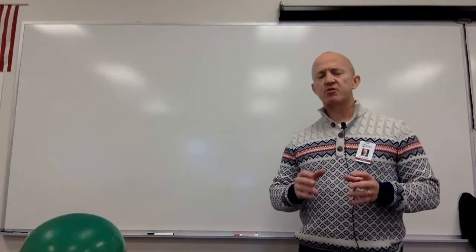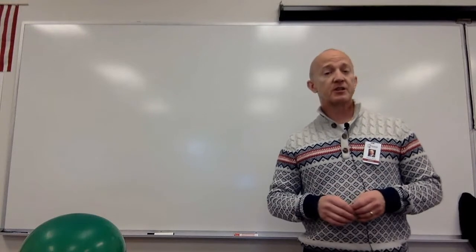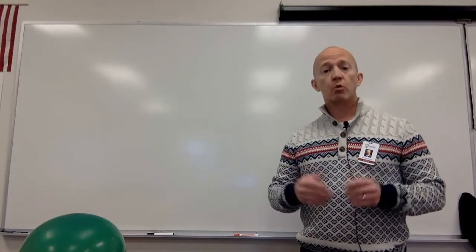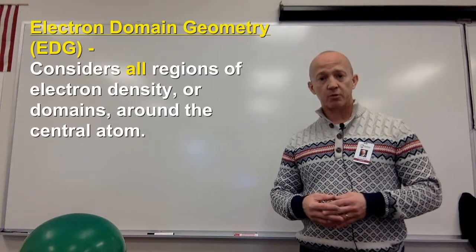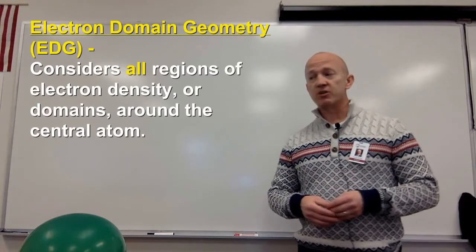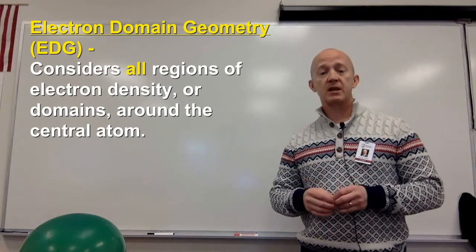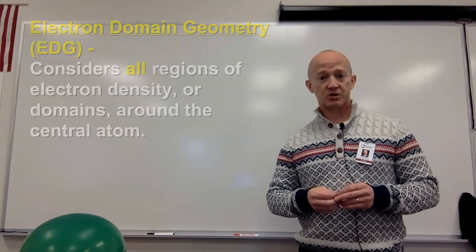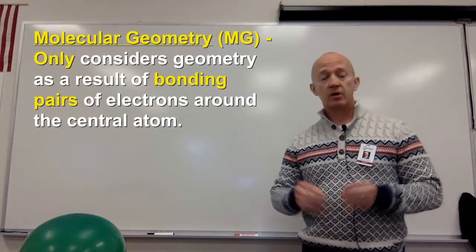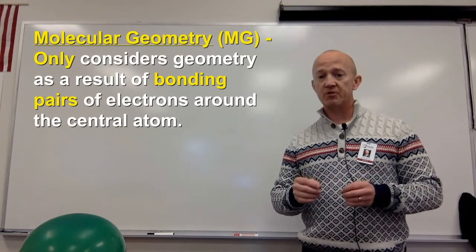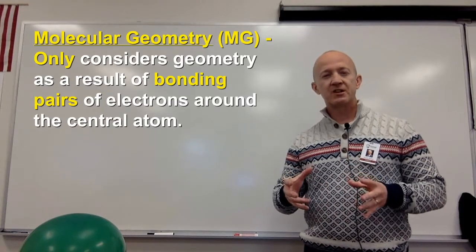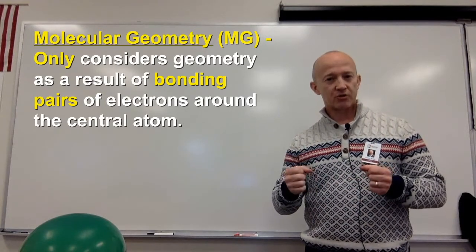As far as the geometry goes of these molecules, we actually consider them in 2 different ways. One way we call the electron domain geometry of that molecule. In the electron domain geometry, we're talking about all the electron domains surrounding the atom in question. But the second way is what we call molecular geometry. It's a little bit different than electron domain geometry in that we only consider the bonding electrons involved.